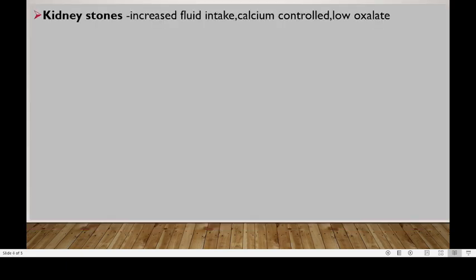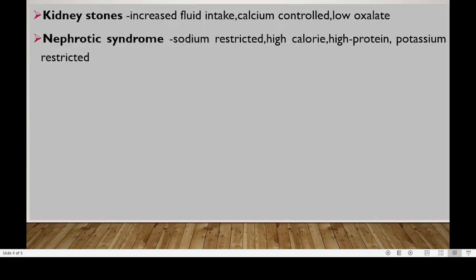For patients with hypertension, heart failure, and coronary artery diseases, you need to give them a low sodium, calorie restricted, and fat controlled diet. Patients with nephrolithiasis, kidney stones, you need to increase their fluid intake, 2 to 3 liters per day. Most nephrolithiasis is caused by accumulation of calcium and oxalate, and that's why you need to restrict the calcium so that you control it, and you give low oxalate.